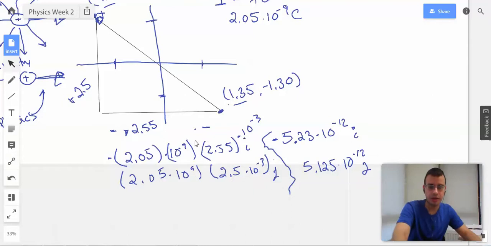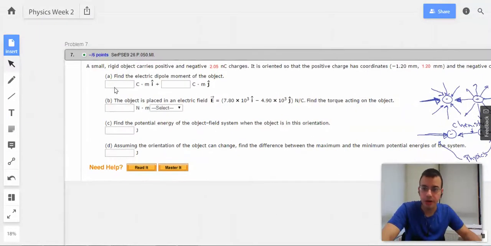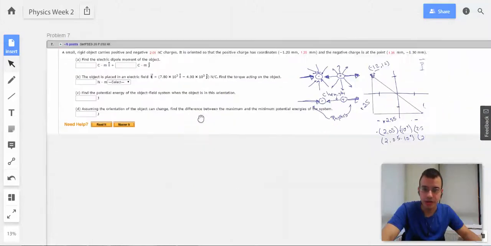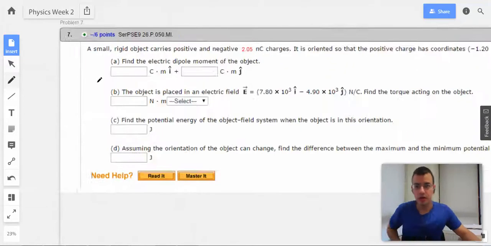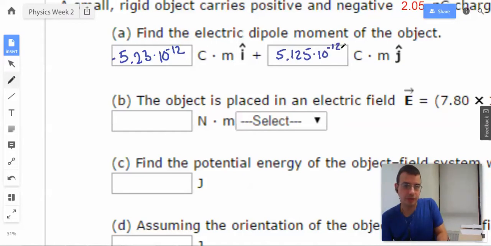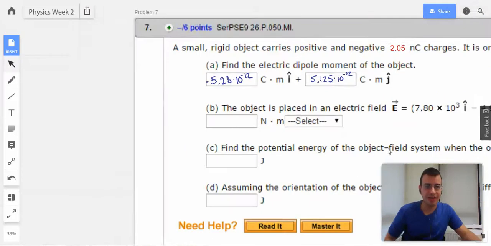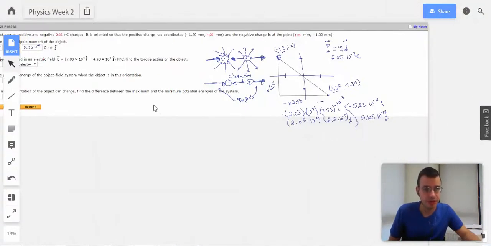All right. So now, right up here, we'll write those guys in. So negative 5.23 times 10 to the negative 12th, and 5.125 times 10 to the negative 12th. All right, so that is the electric dipole. Not to confuse with the magnetic dipole, which we will get to probably in future problems.